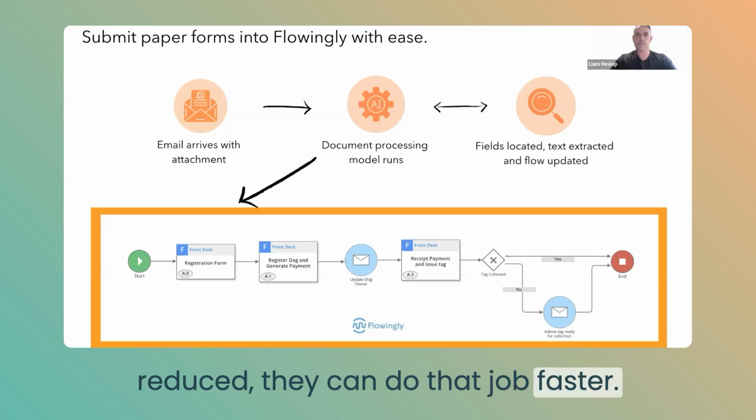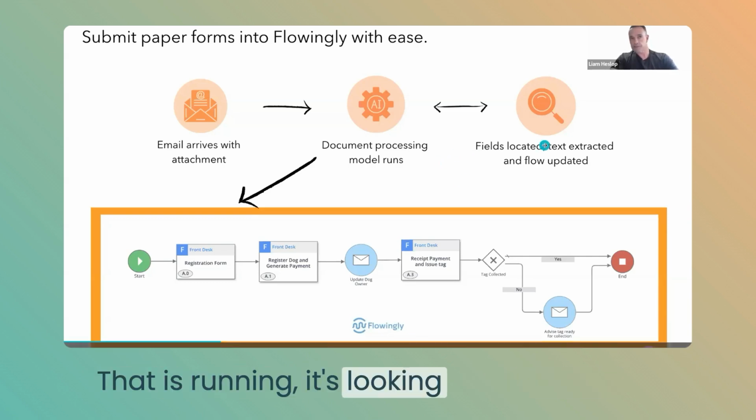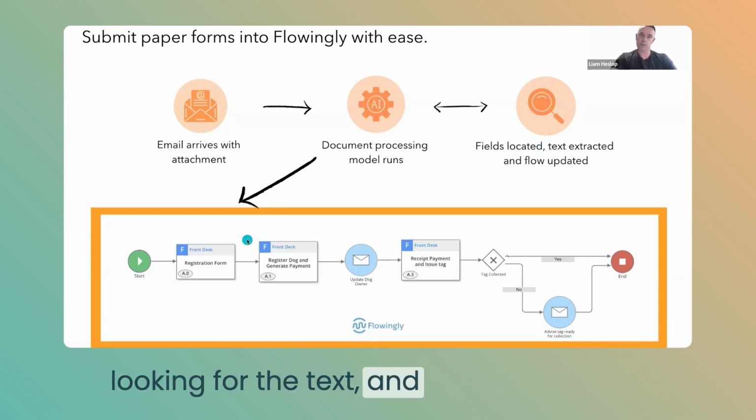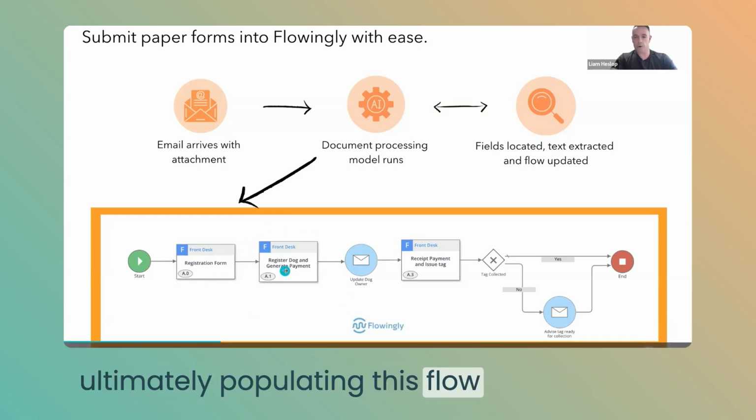So just based on that little bit of effort, 98% of somebody's job has now been reduced. They can do that job faster. That is running, it's looking for the fields, it's looking for the text, and what it's doing is ultimately populating this flow at the bottom.